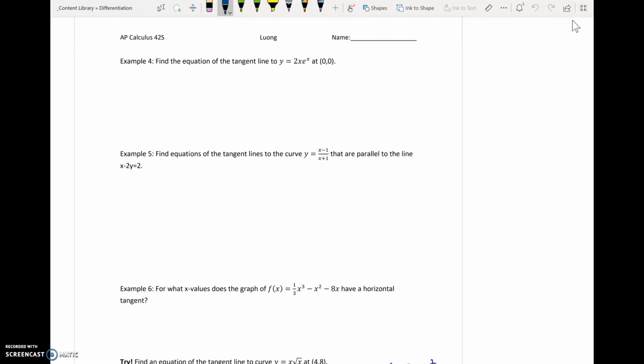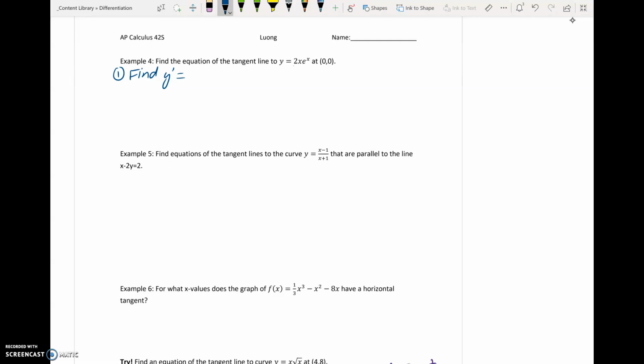We're going to find the equation of the tangent line when we're given y is equal to 2x e to the x at 0, 0. The first thing you want to do is find y prime. We want to find y prime because this will give us the equation for all the slopes possible for our graph y. And once we have that, we can insert our specific point of 0, 0 into our slope equation to find what the slope is going to be.